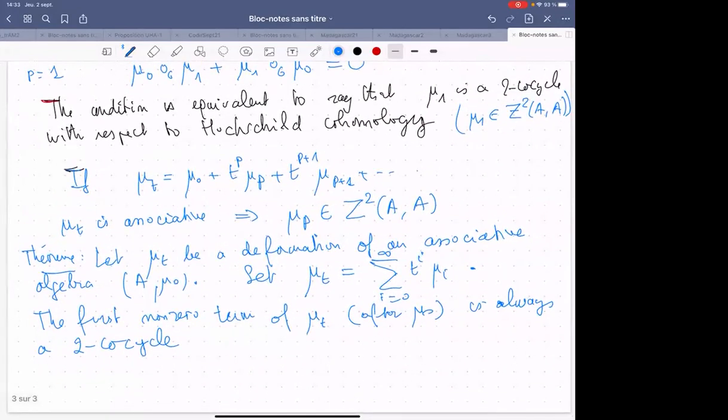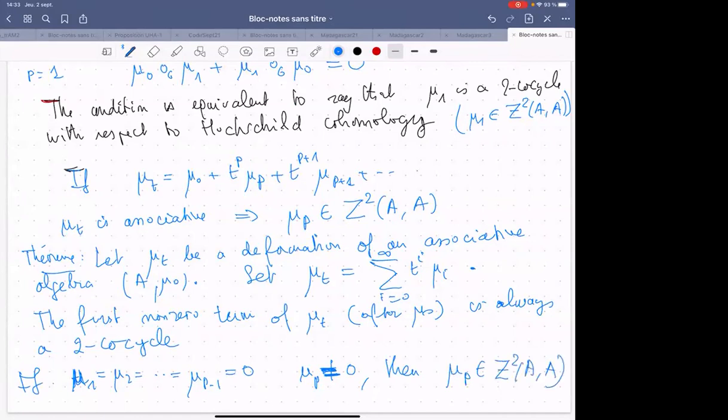Then here, of course, with respect to this Hochschild homology, I'm assuming that mu1 equals mu2 and so on up to mu p minus 1 equals 0, and mu p is different from 0. This is what I mean here. Then if I have this, mu p belongs to Z2 of A, A; it is a true cocycle. Okay. Then this is the first result.